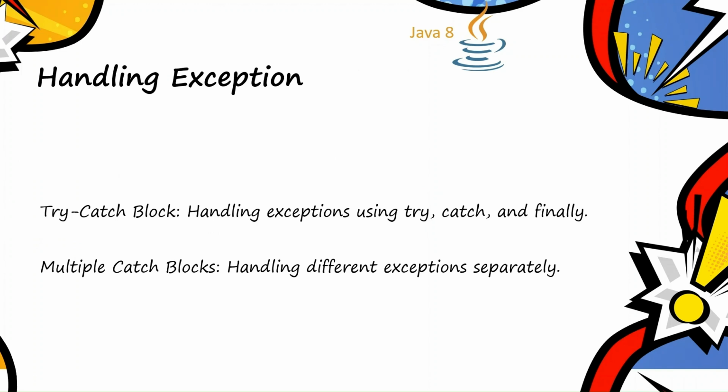One, the try block. Code that might throw an exception is placed in the try block. Two, the catch block. This block catches and handles the exception. Multiple catch blocks can be used for different exceptions. The third, the finally block. Code in the finally block is always executed regardless of whether an exception occurs.